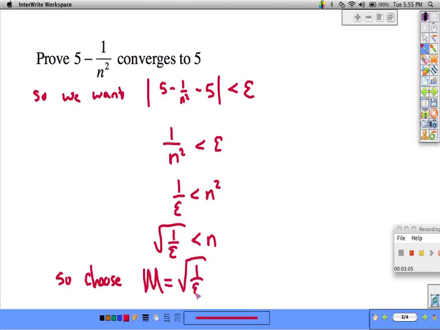So for our proof, we're going to choose that m is the square root of 1 over epsilon. And if somebody comes along and says, you need to be this close to the limit, you can tell them how many terms you'll need at least. Now this isn't the actual proof. This is just setting up our proof.